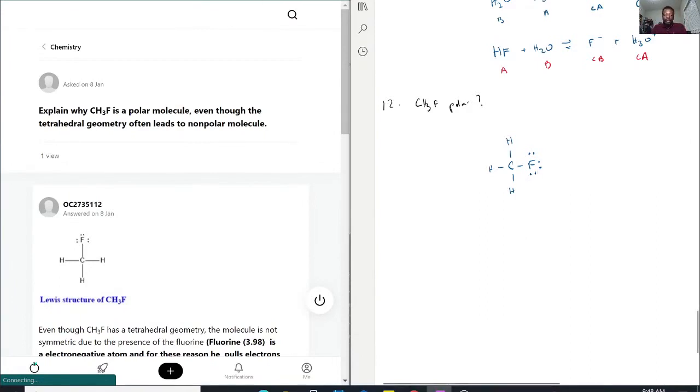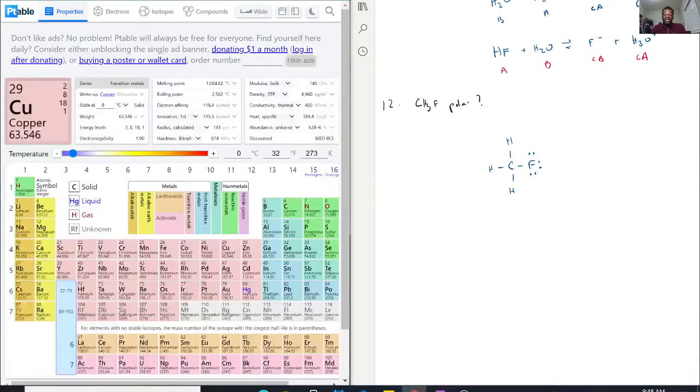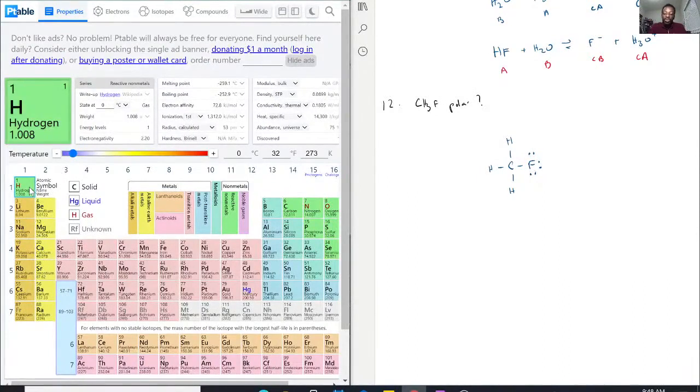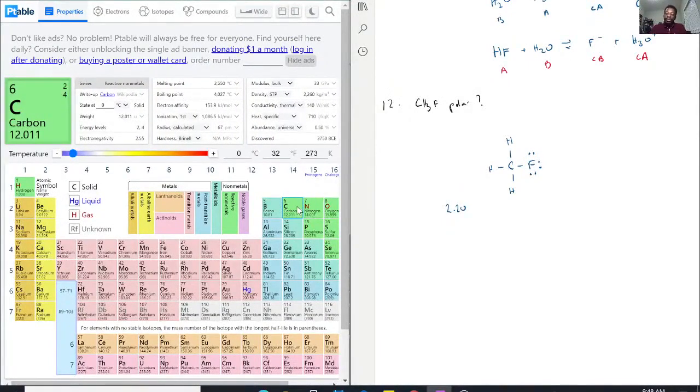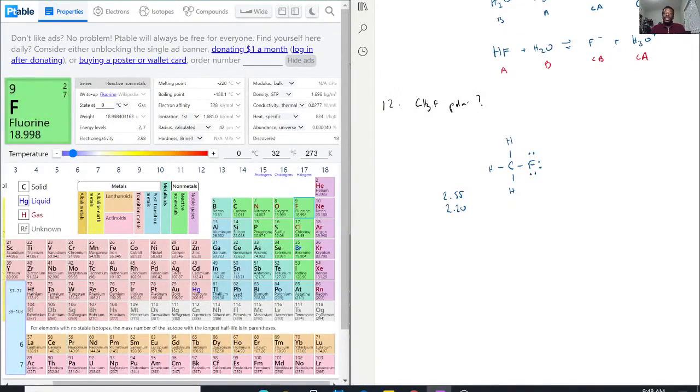So, if you go over to our periodic table and we start seeing the electronegativity difference, hydrogen has an electronegativity of 2.2. Carbon has an electronegativity of 2.5, 2.55 specifically. But fluorine, funny enough, the strongest electronegative element as we know of to this date, has 3.98. So let's look at the electronegativity difference for each bond.